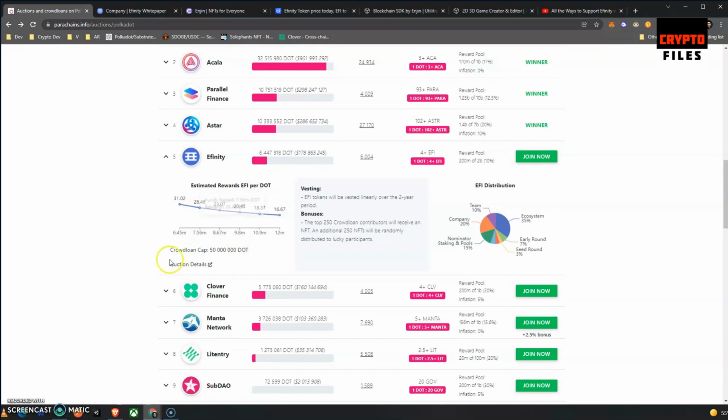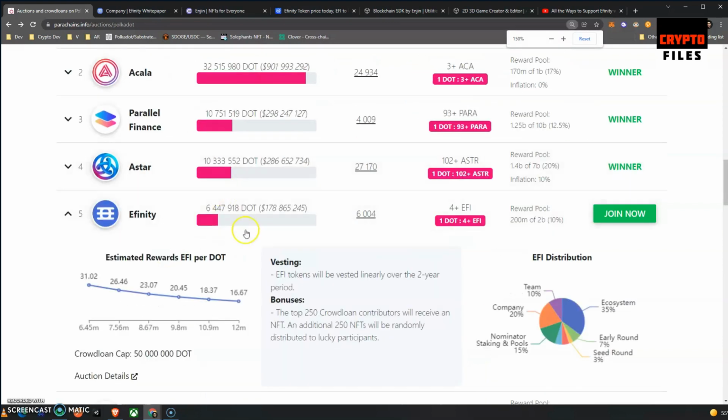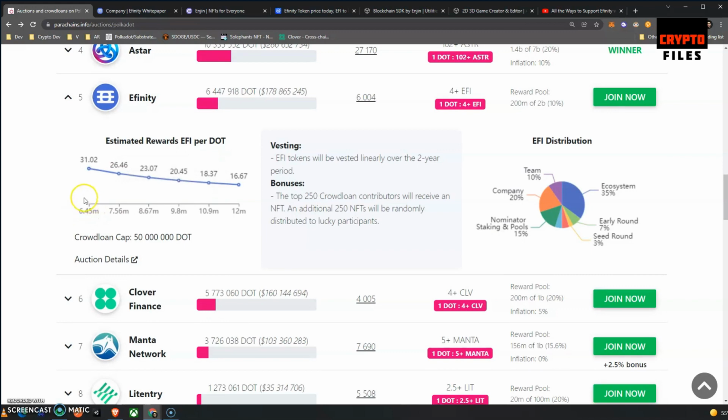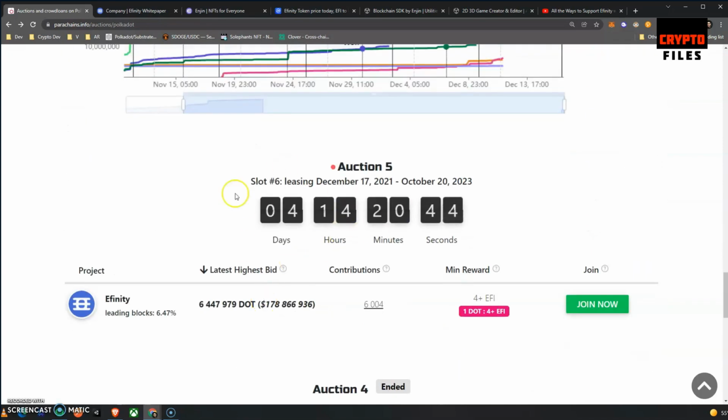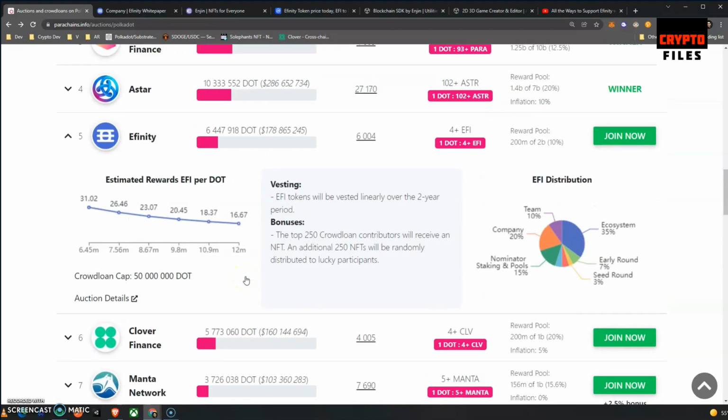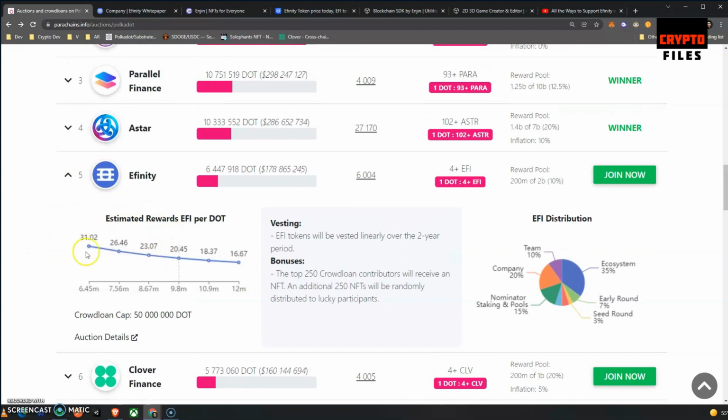How many rewards are you currently receiving for contributing to Efinity? Well, let's take a quick look. It looks like right now it's 31 Efinity tokens per DOT. And that's with a contribution of 6.45 million DOT. So between 26 and 31 Efinity tokens per DOT is where it will probably end up. There's plenty of time left. What are we looking at? We're looking at 4 days left, not for the Efinity tokens, but for the actual Parachain auction to be completed. So it could be maybe 23, somewhere between 23 and 31, I would say, in the amount of tokens that you will be receiving.